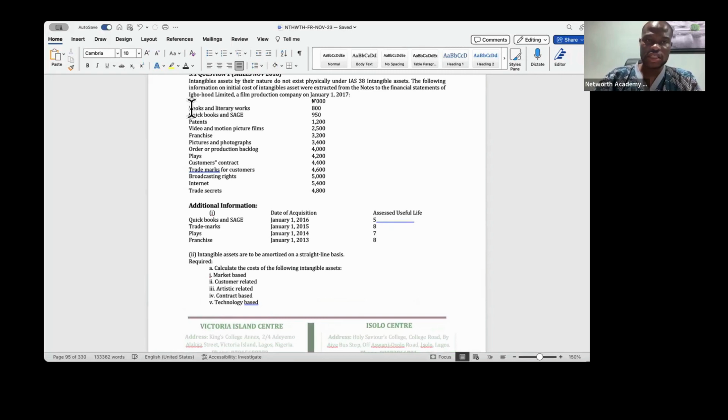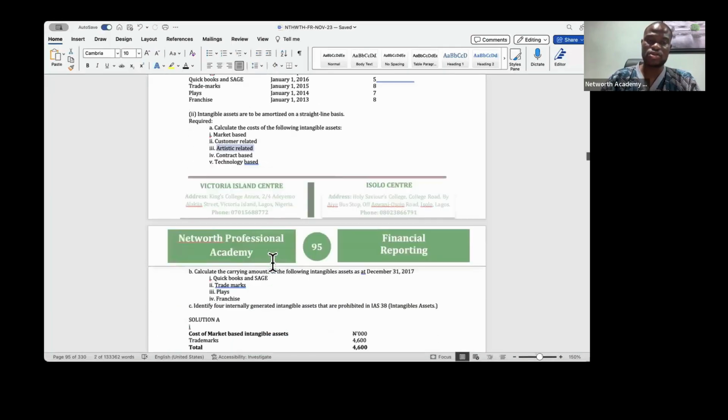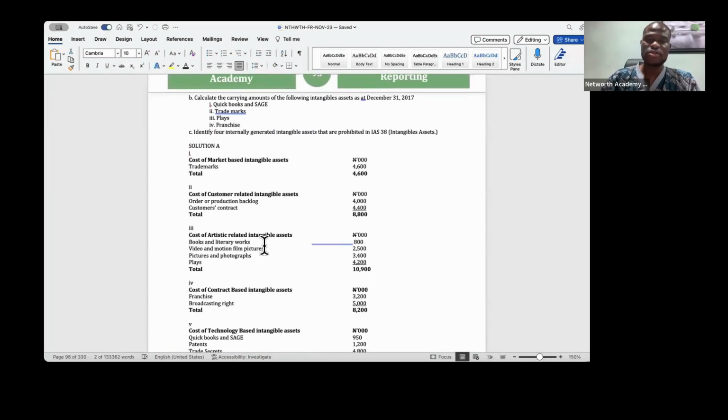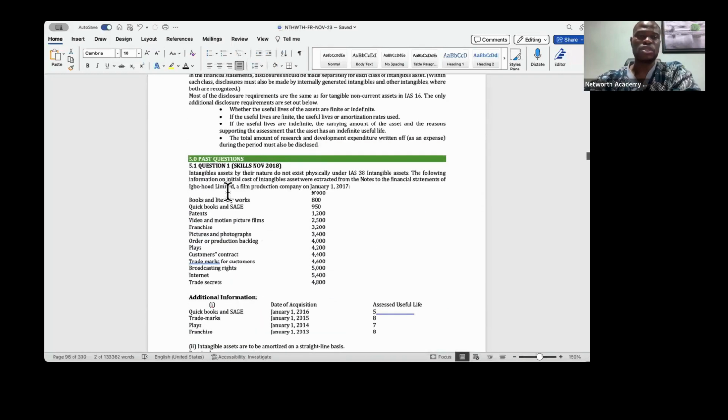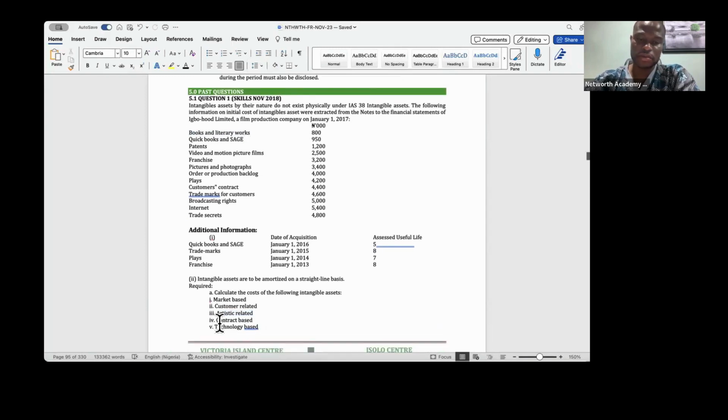So these are the items, these are the intangible assets. They want us to get their cost and classify them based on this criteria. So the first one, books and literary works, 800,000. That is more like artistic related. I've already done the solution and I've sent these notes to you, so everything is there. So books and literary works is artistic, I think. If there's any you disagree with, just let me know. So there's QuickBooks and Sage. This is more of technology, so I'll put it under technology.